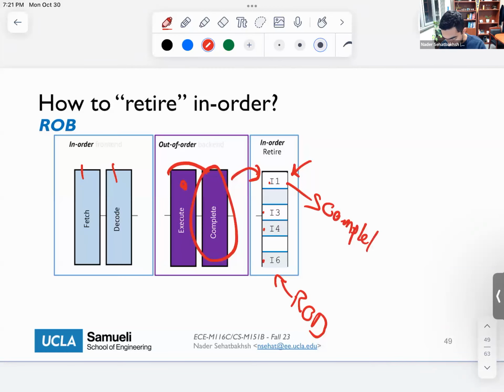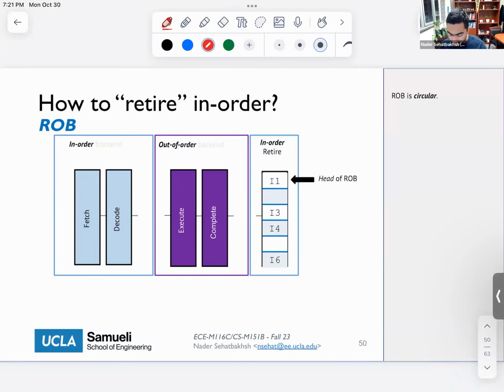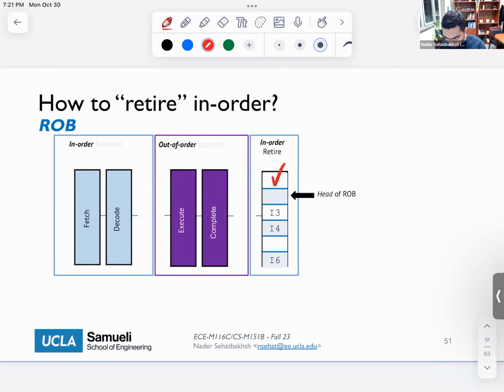Okay. So in order to implement this, we typically have a table like this. And then we're going to have a pointer, which we usually call the head of the ROB. This basically shows where the last instruction has been retired. When the completed instruction is at the head of the ROB, then we are fine to retire it. So we retire this instruction, and then we move the ROB pointer one step down. It's like a stack pointer, basically going one step down.